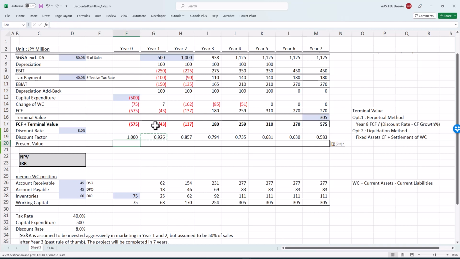So how do we get the present value? Simply the targeted cash flow multiplied by the discount factor. That's the present value. NPV is the sum of the present values of the future cash flow. So simply we sum the row 20, the present value. So NPV should be 318 million JPY.